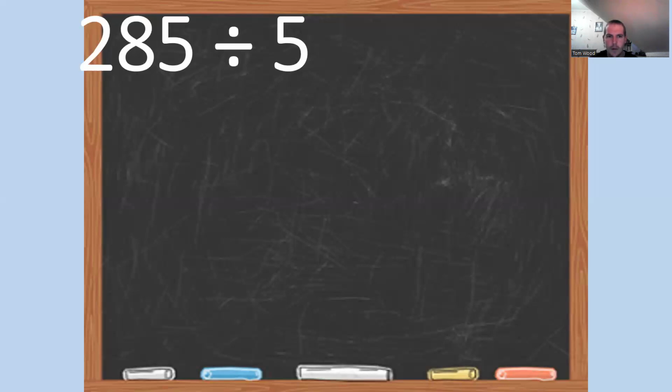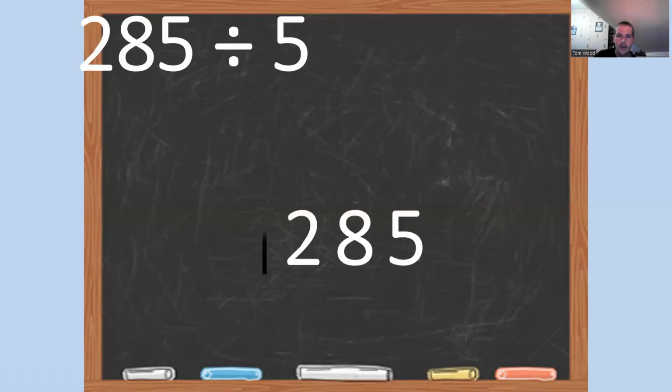Okay, so we'll get moving on then. Oh, there you go, there's an answer. Brilliant. Yeah, Sarah, that's absolutely spot on. So with this one, we've got our 285. We put it in the bus stop there, and then we've got our 5 next to it. So the first step then.